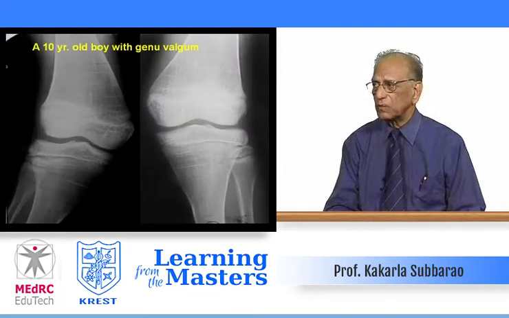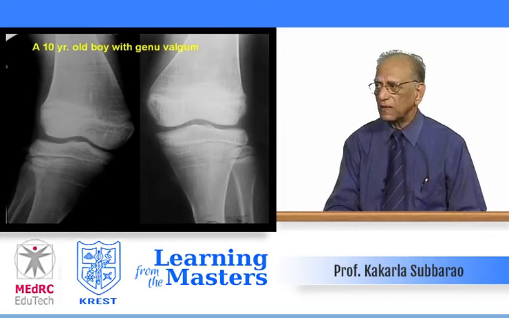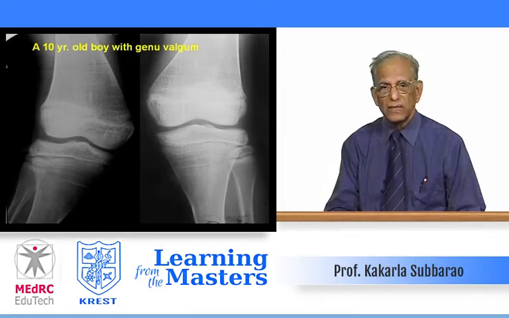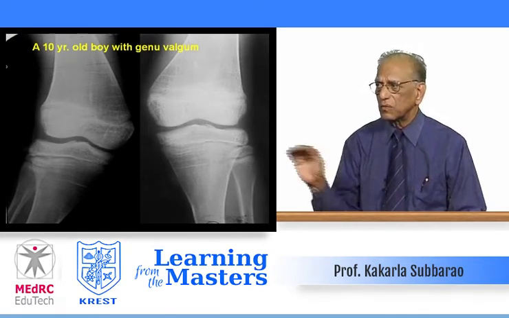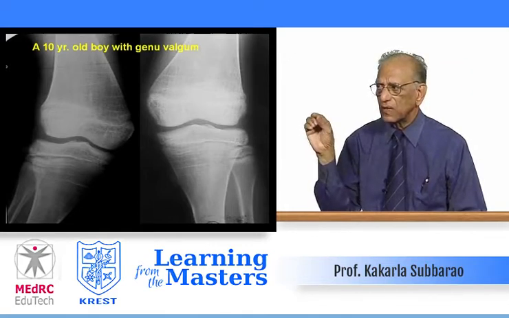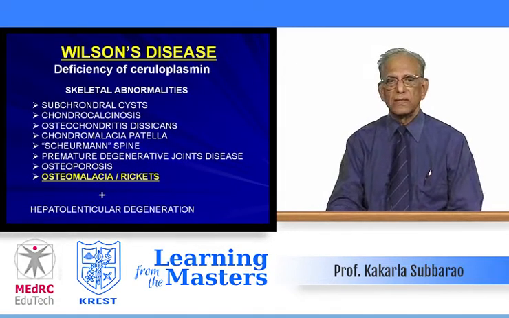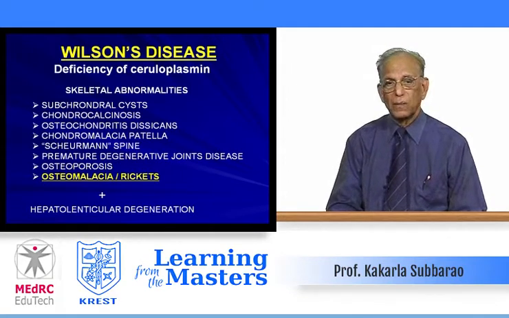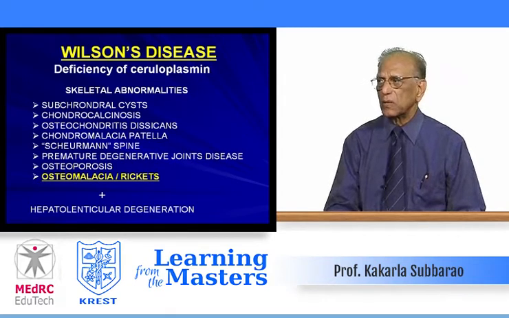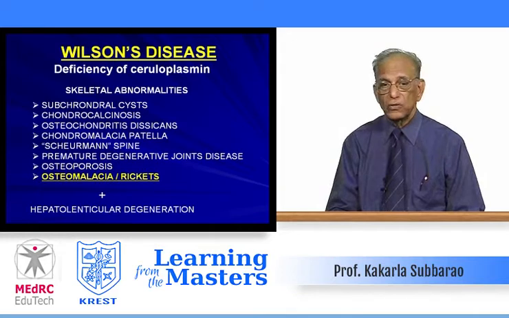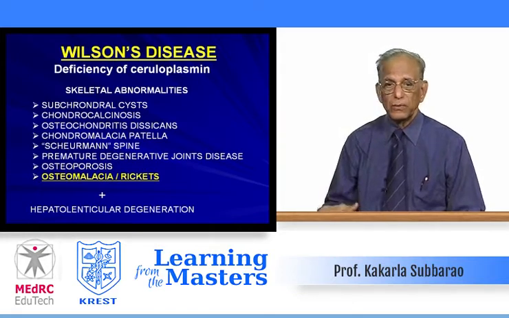A 10-year-old boy with genu valgus. What is the major finding? Genu valgus is there. The metaphyseal cupping or the widening of the physis is much more than usual, particularly on the medial ends of the tibia. And there are some growth lines. If you look carefully, the articular ends of the tibia and femur are irregular, fuzzy type. This is Wilson's disease. Deficiency of ceruloplasmin and copper excess. Skeletal abnormalities include subchondral cysts, chondrocalcinosis, osteochondritis dissecans, chondromalacia patella, Scheuermann type of spine with small snouts, premature degenerative joint disease, osteoporosis, and also osteomalacia and rickets in children, plus hepatolenticular degeneration.